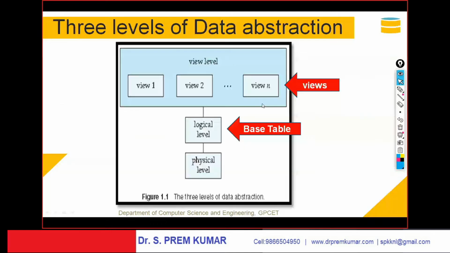You already witnessed this diagram; we discussed it in your first unit: the three levels of data abstraction. Whenever you store the data, it is stored in three levels. One is called the physical level, which is how the data is recorded. This is the concern of the system administrators or system programmers, and we need not care about the physical level generally.